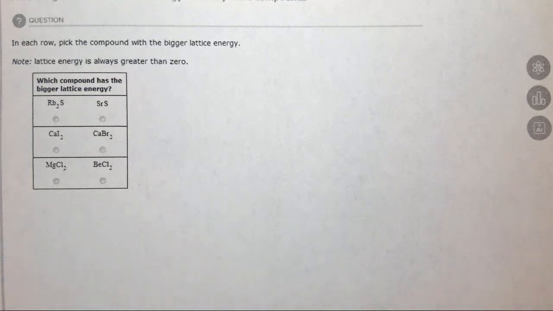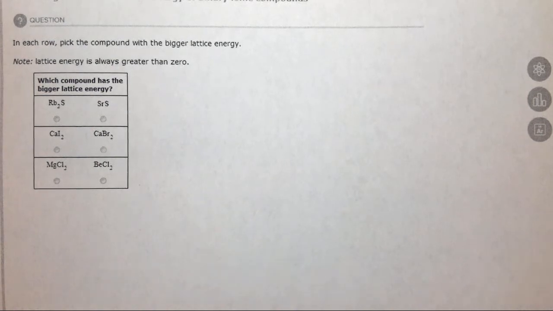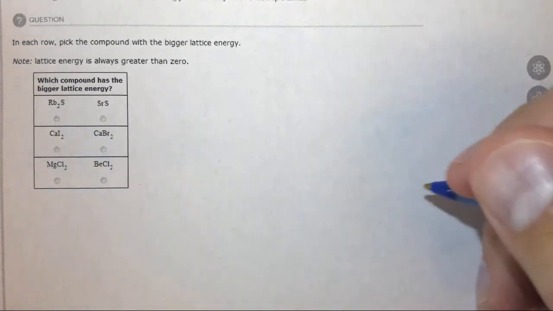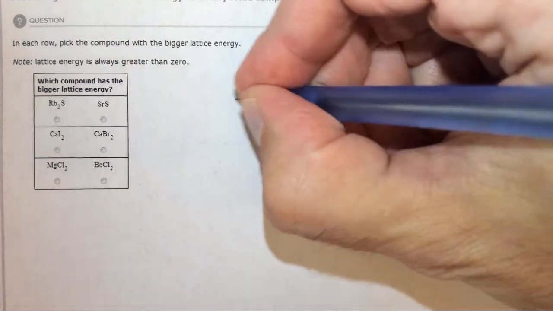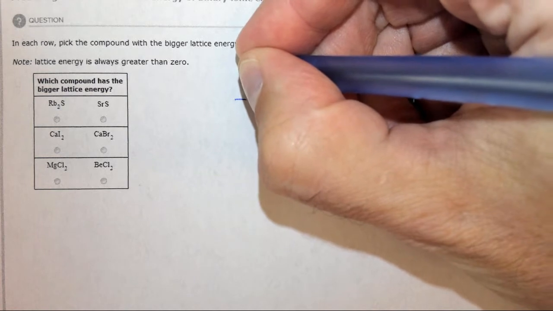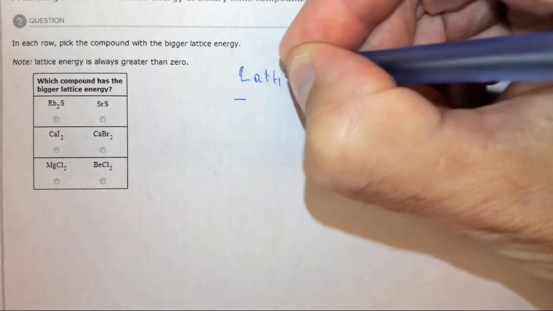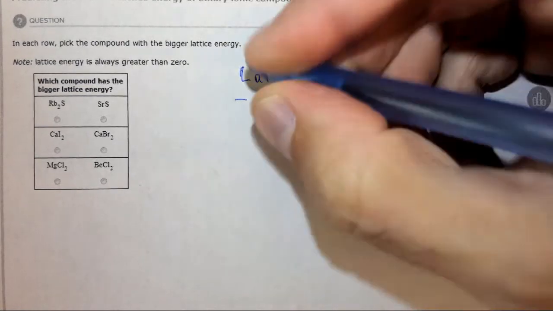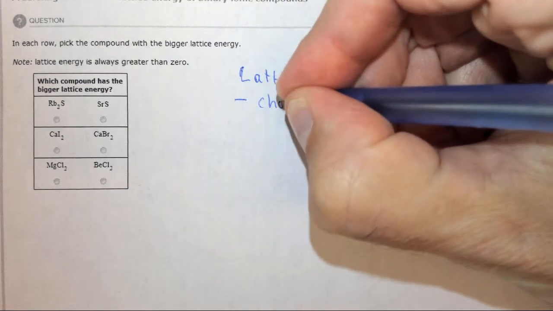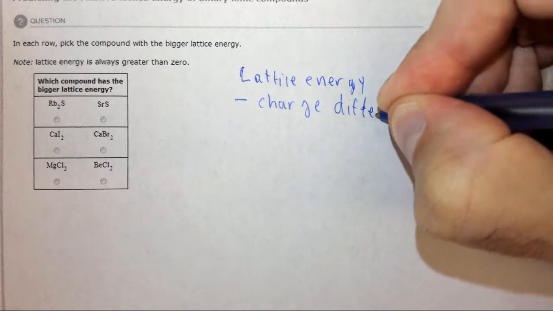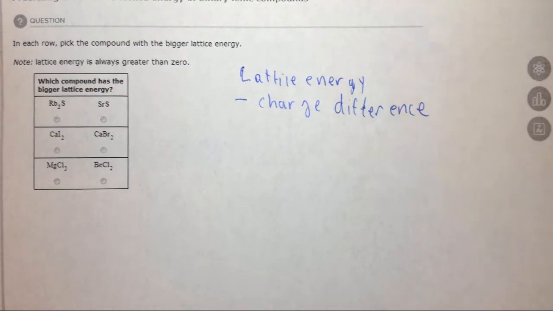In this question, we're asked to determine the compound with the greatest lattice energy. In a previous video, we discussed the properties that affect lattice energy, but I want to review them here. The first one, and the more important one, meaning it has a larger effect on the lattice energy, is the charge difference. So the greater the charge difference, the greater the lattice energy.